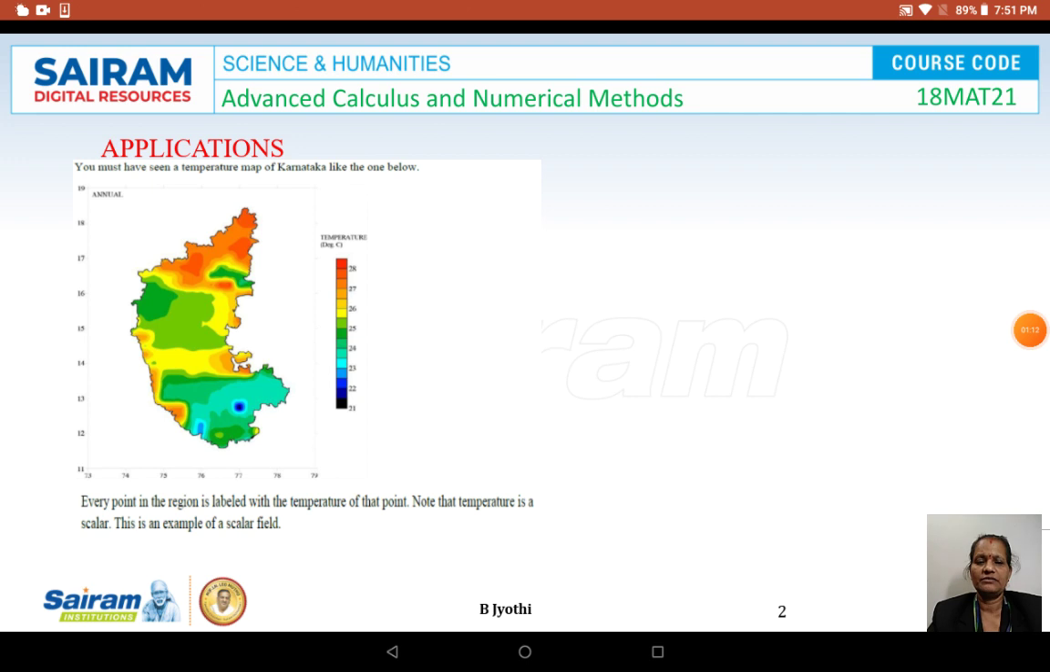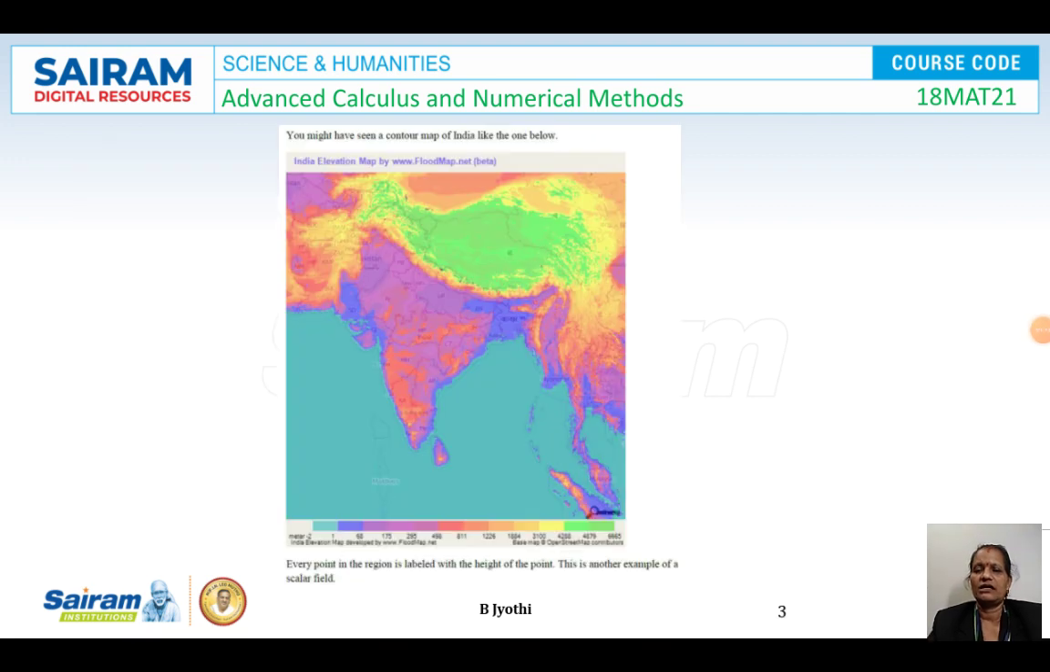Next example. Again, you might have seen the contour map of India like the one below. Here every point of the region is labeled with the height of the point. So this is another example of a scalar field. Here it is represented with the different heights.